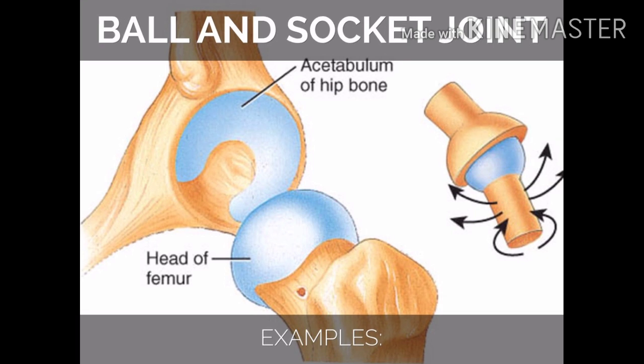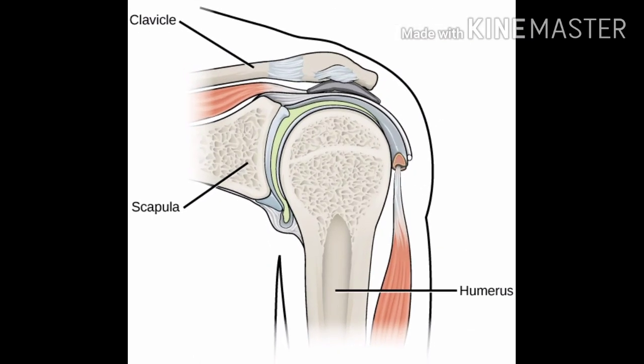Second is the ball and socket joint. In this joint, one bone has a hollow or socket, whereas the other bone has a rounded end like a ball, where the ball fits in the socket and it can move around in all directions. This joint is found in the shoulder and hip.